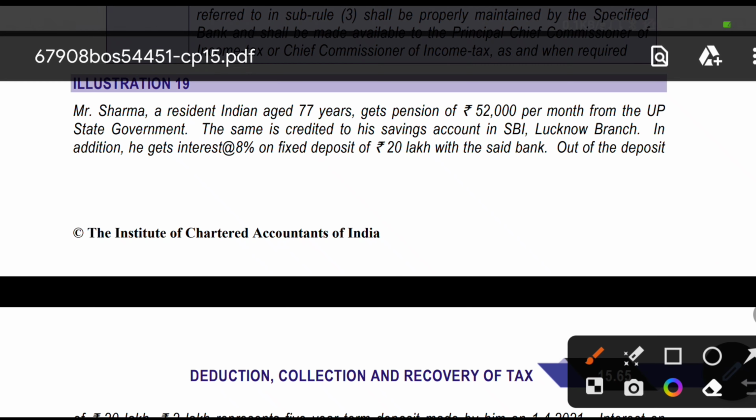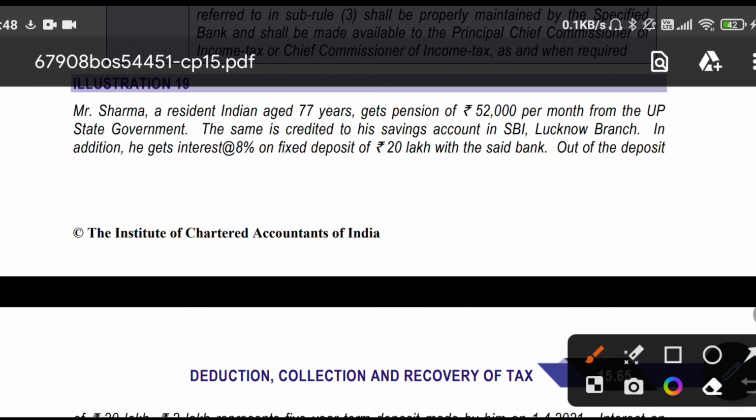Next is illustration 19. So Mr. Sharma, a resident Indian. This is important, resident Indian, because for deductions we have to check whether he is a resident or not, right? And for tax rate, slab rate also we have to check whether he is a resident or not. And it is also important what is the age of the individual. It is 77 years, so he is a senior citizen, right?